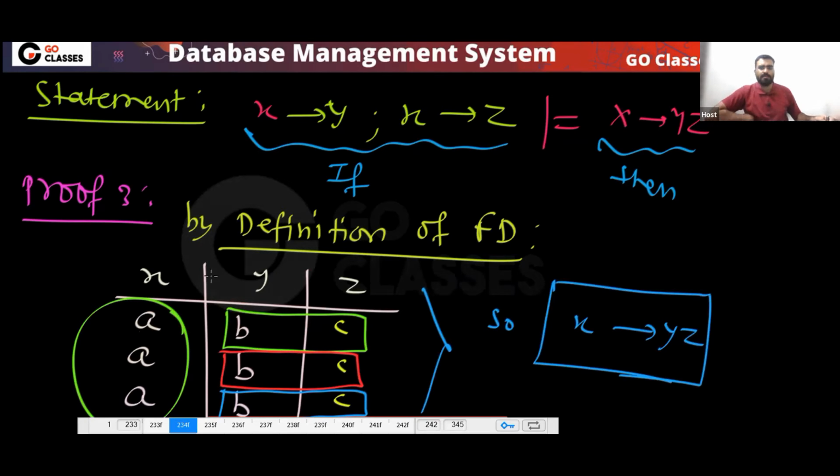Is this clear? This proof, by the definition of functional dependency. This proof is actually much more interesting. Yes or no? This proof gives you more intuition, more idea about functional dependency, how these functional dependencies behave. So this proof number three is more intuitive.